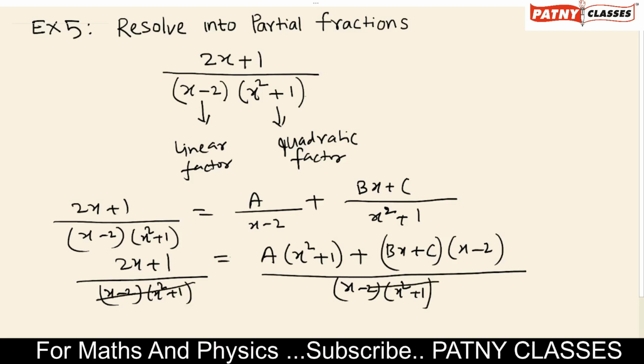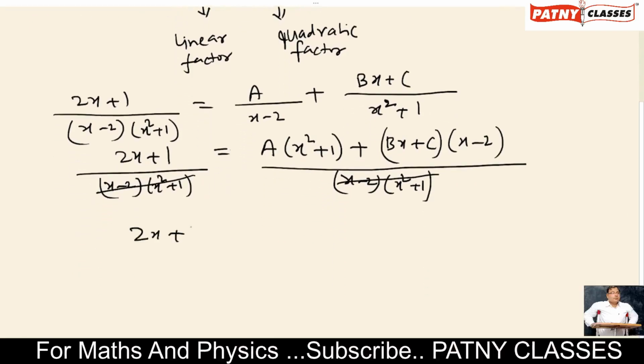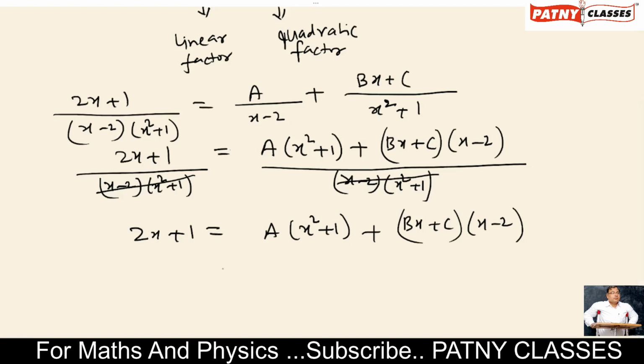Both side denominators are equal, therefore they get cancelled. Now what is left? Numerator 2x plus 1 equals a into (x square plus 1) plus (bx plus c) into (x minus 2). Now we can find out the values of a, b, c by various methods. The very simple method is putting x values on both sides to make one of the terms 0. Put x equals 2, therefore this part becomes 0 and we easily get the value of a. So here is 5, here is 5a, and this part becomes 0, implies a equals 1.